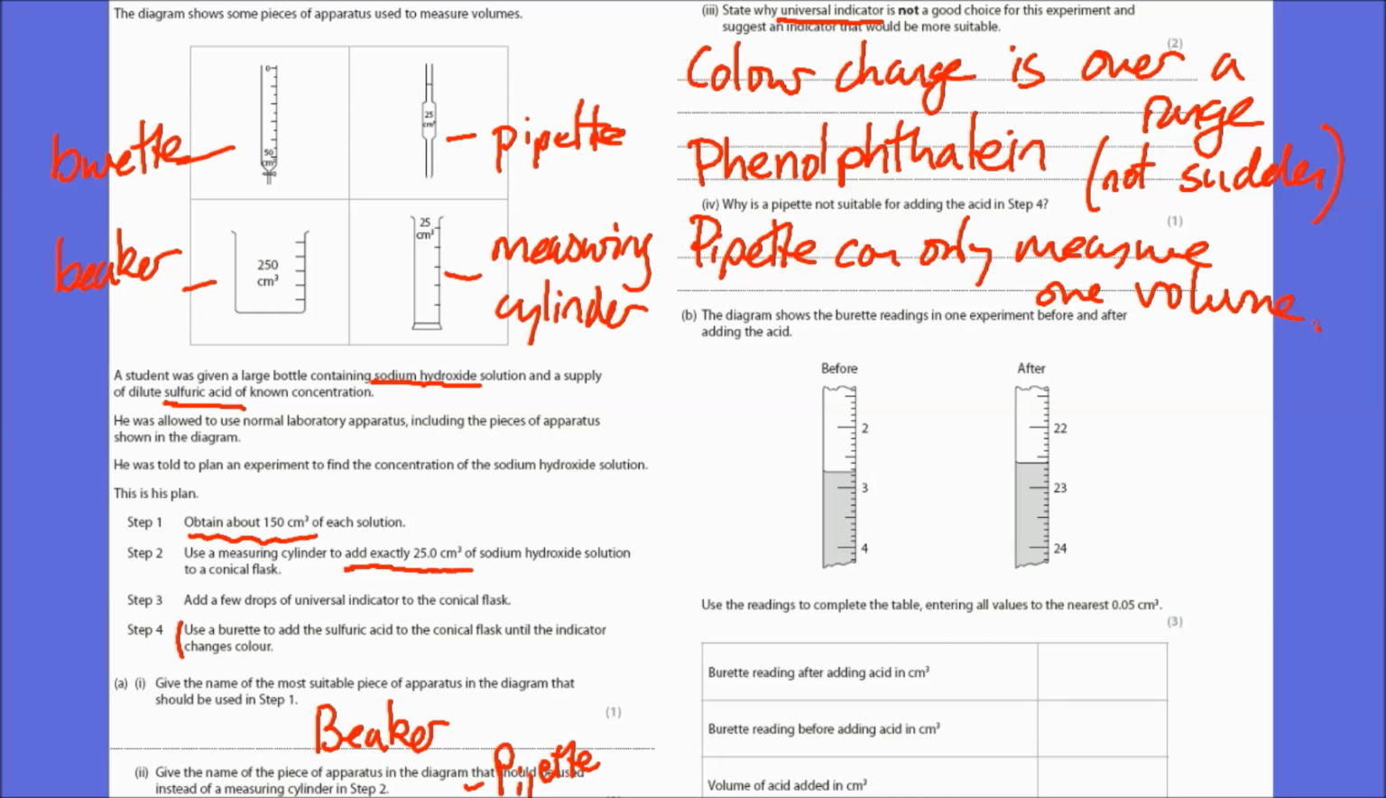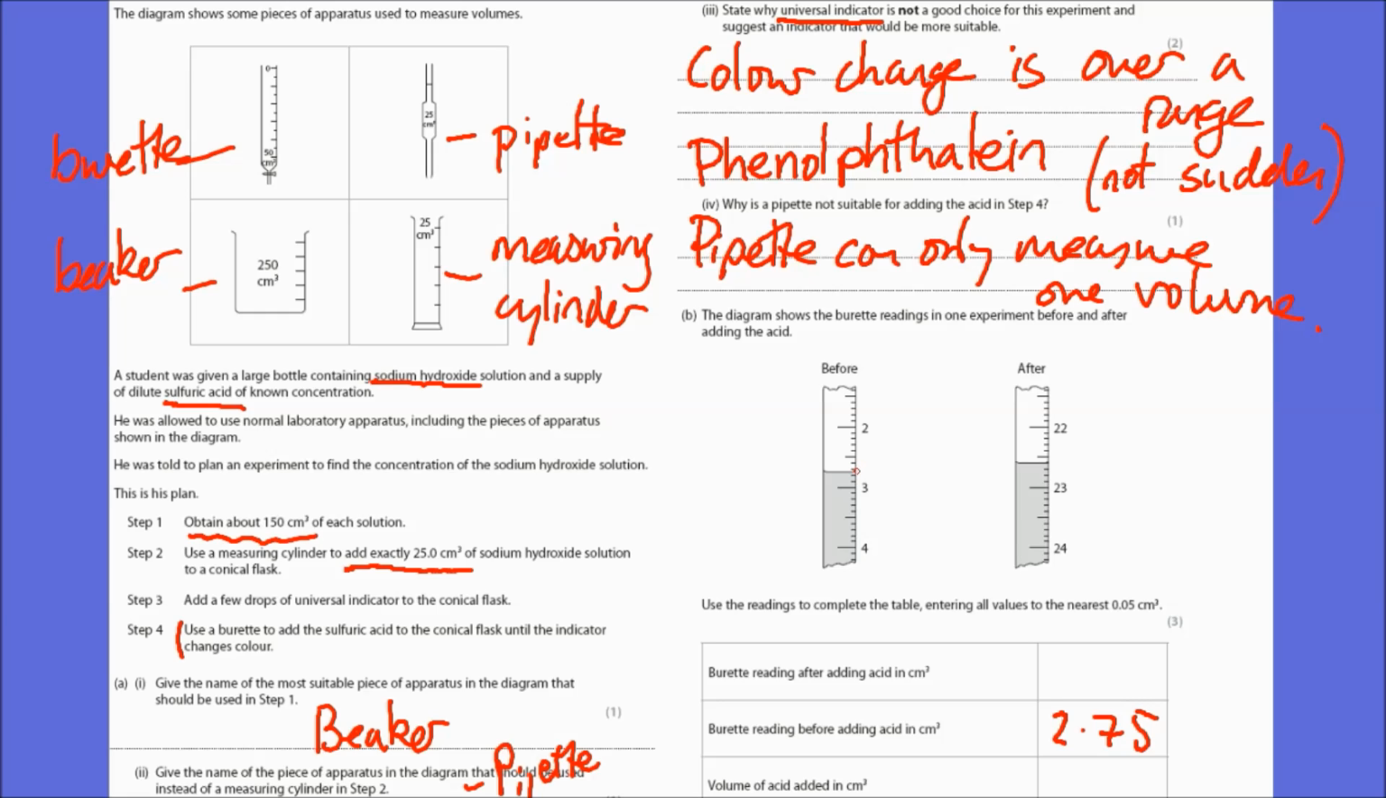And unsurprisingly, the next question is about actually measuring volumes in a burette. What you can see here is the burette reading before the experiment starts. You'll see the scale descends. So we go from 2 to 3 to 4. And the markings on here are in tenths. So we've got 2.1, 2.2, 2.3, 2.4, 2.5, 2.6, 2.7, 2.8. Now the line, the meniscus of the liquid in the burette, is between 2.7 and 2.8. So the burette reading before is 2.75.